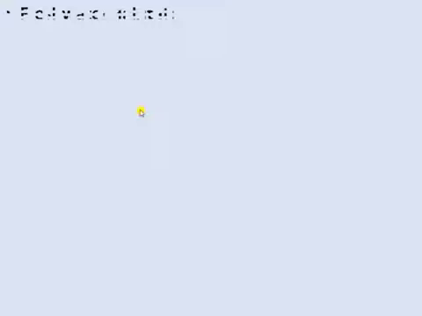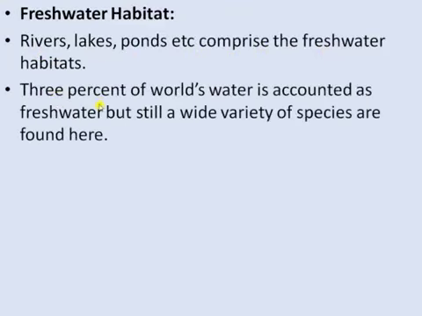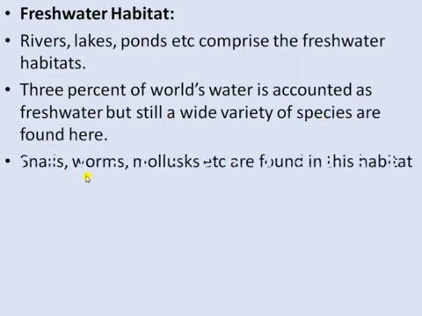Next is about the freshwater habitat. Here rivers, lakes, ponds, etc. comprise the freshwater habitats, and 3% of the world's water is accounted as fresh water, but still a wide variety of species are found here. Snails, worms, mollusks, etc. are found in this freshwater habitat.